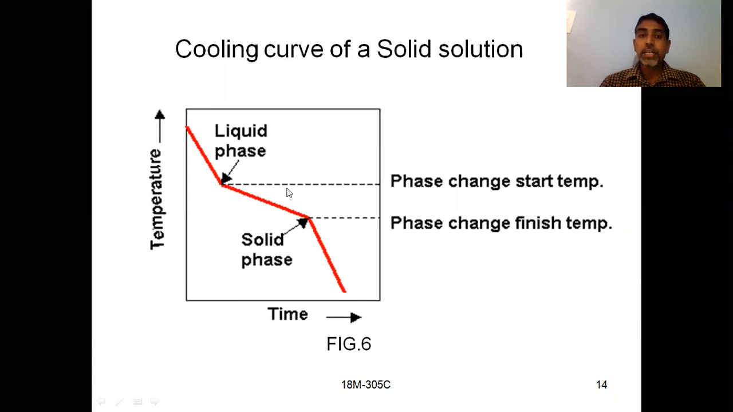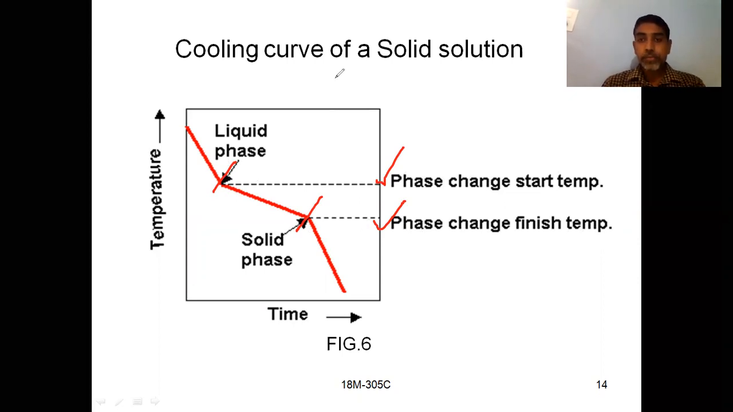If I draw the cooling curve for a solid solution, here you are having liquid phase. Here you are having liquid. So the solidification starts here and the solidification ends here. This is the solid phase. So in this range, that means from the phase change starting temperature to the phase change ending temperature, the solidification will be completed. So this is the cooling curve for a solid solution.